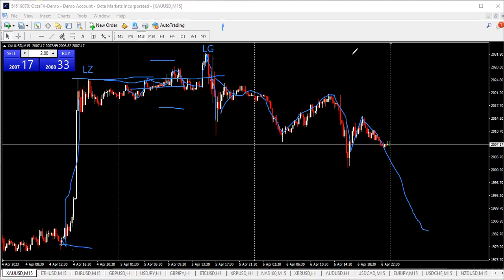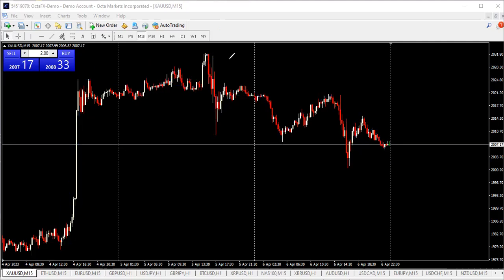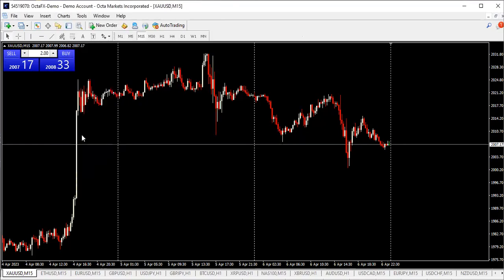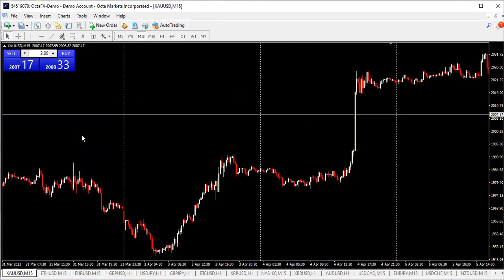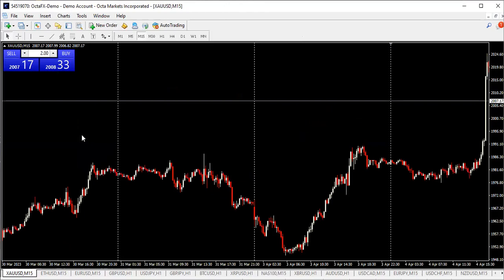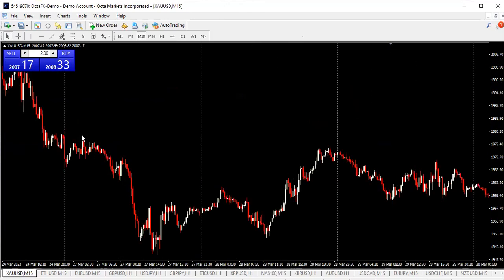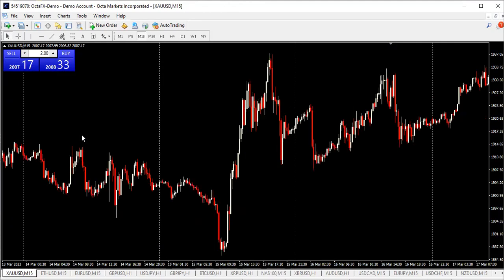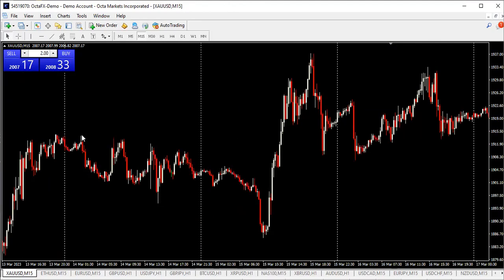Okay, so let's look at more examples on gold. I think I saw another example on gold, for a buy pattern. Okay, now here is one.